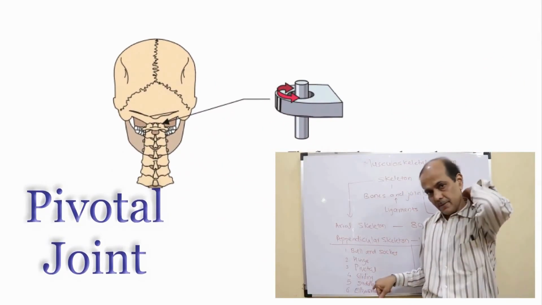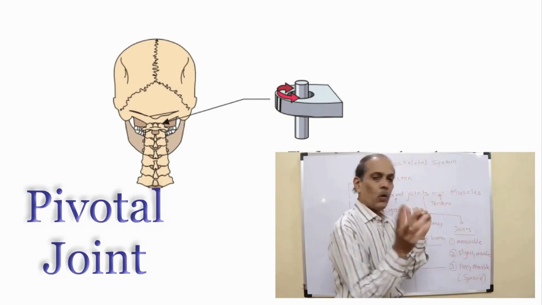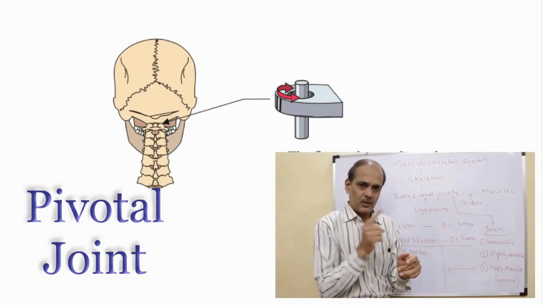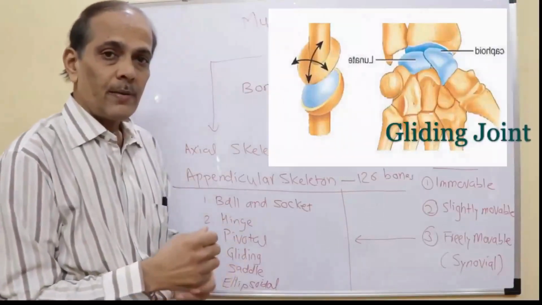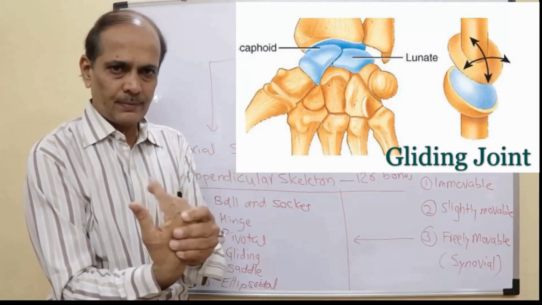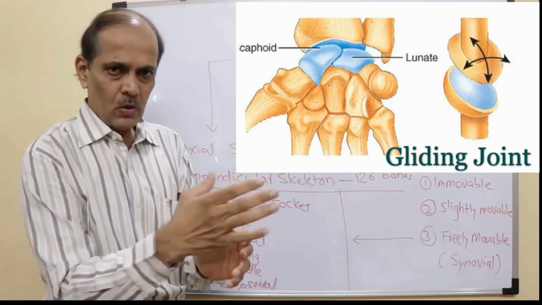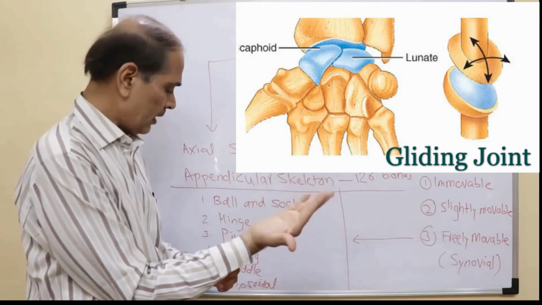This can be in your neck. You can see that your neck has that kind of pivotal joint. You can rotate in a limited movement possibility. So that is a pivotal joint. Then we have gliding joint. Now this part has that gliding joint. So this is a gliding joint. So you can easily understand that there is a joint called a gliding joint here.